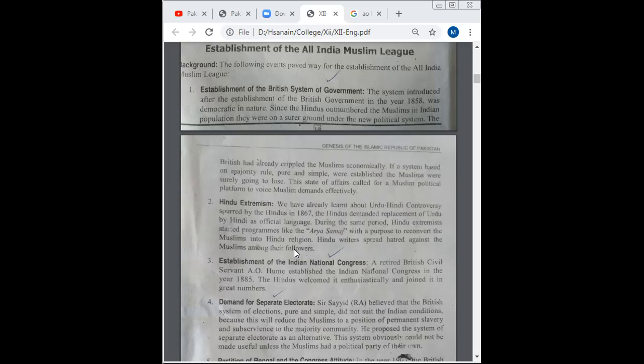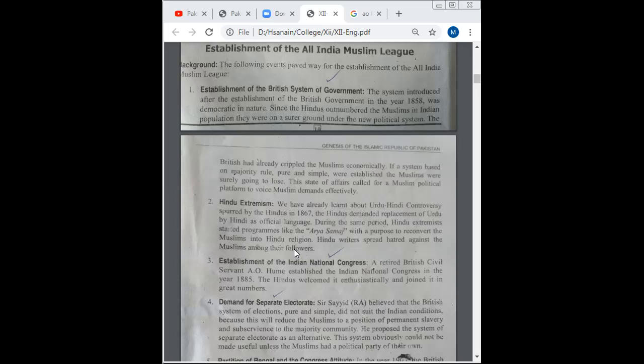The major difference between Urdu and Hindi is their writing script, that is totally different from each other. And Muslims were totally unaware of that script, which is known as Devanagari script. So during this period, the Muslims really suffered a lot.